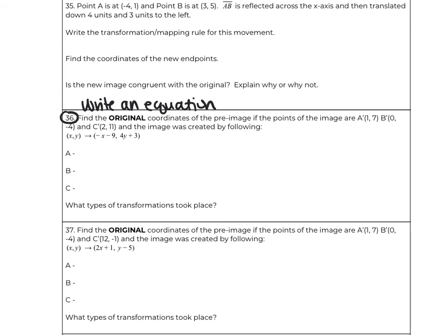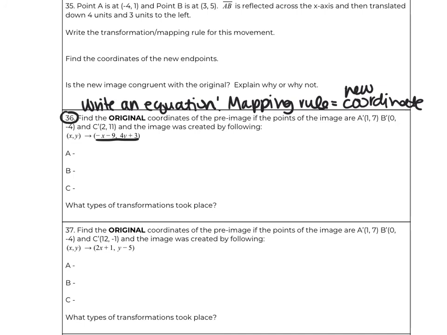So we're going to set the mapping rule equal to the new coordinate. Alright, so here's my mapping rule. I'm just gonna start with A prime, I guess. Like I said, they've already found these new ones. These are our primes, and we're trying to find the original. So we can't plug in because usually you plug the original in to get the new. So I have to set it equal and see what they got.